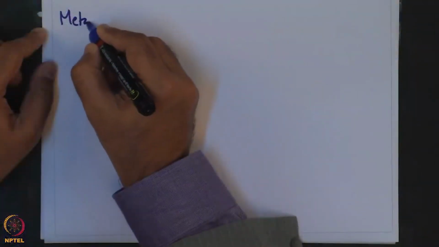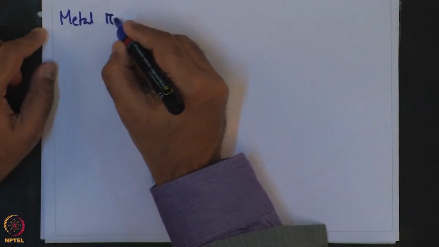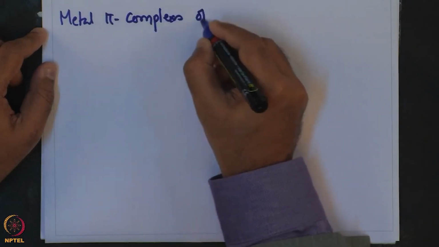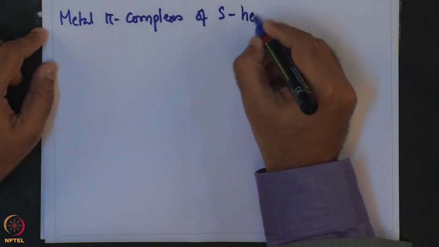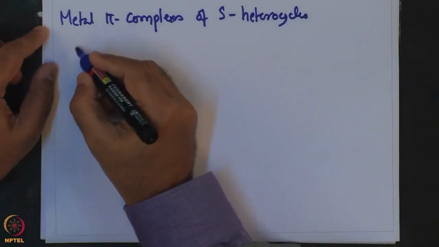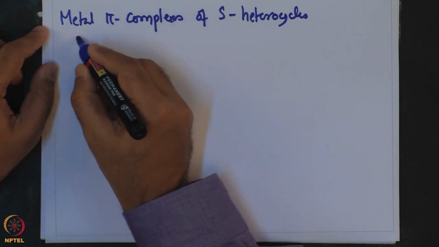Then we are going to see some of the methods of preparation of these sulfur based heterocycles, and the first example involves preparation of a half sandwich complex from thiophene. So, we are going to be talking about preparation of metal pi complexes of sulfur heterocycles, and the first preparation involves a half sandwich complex.